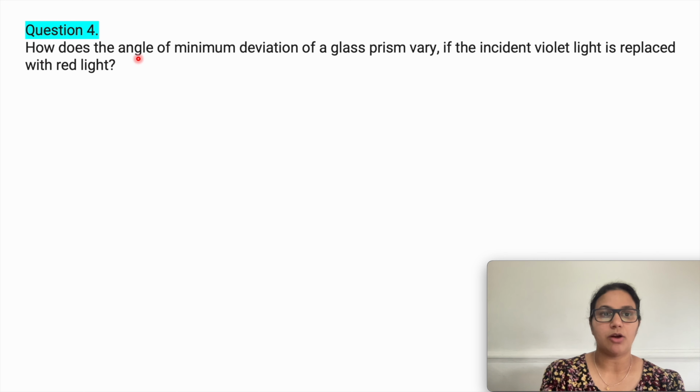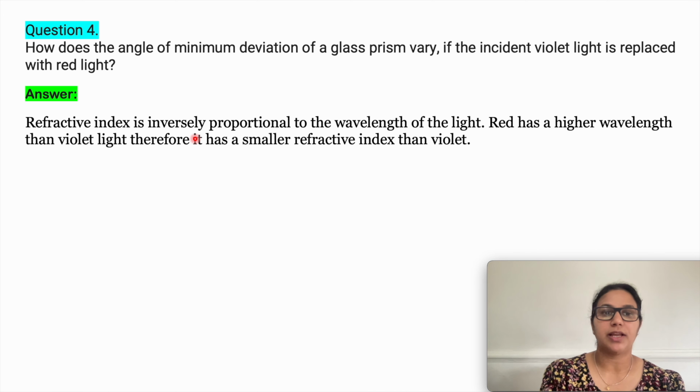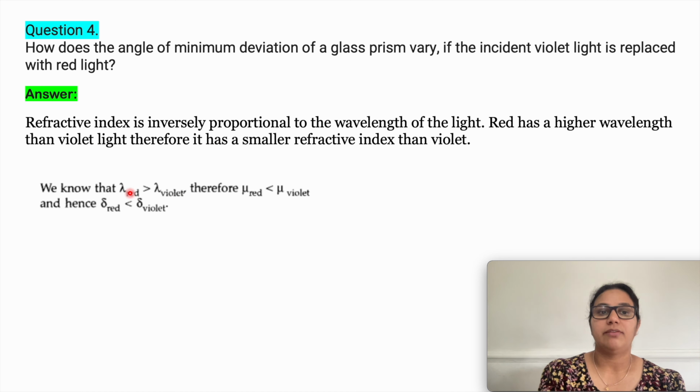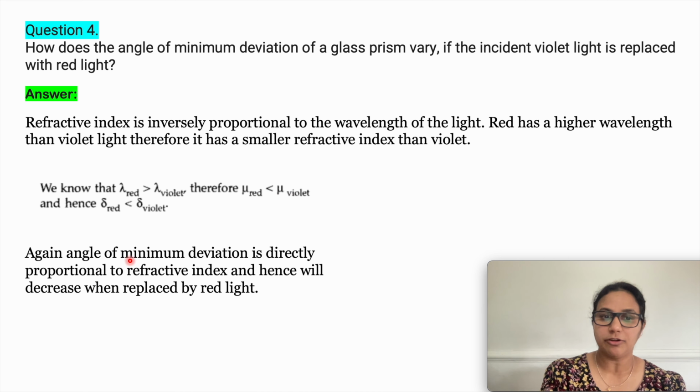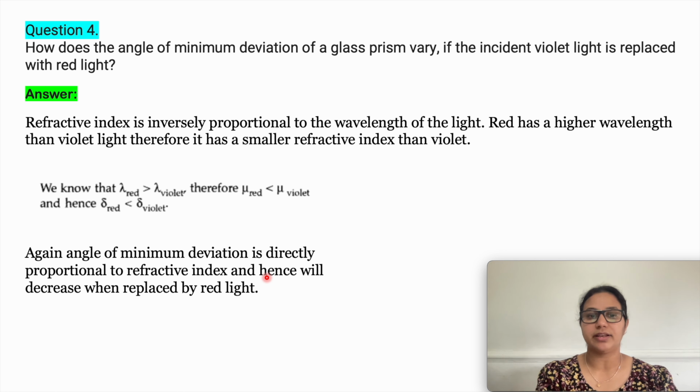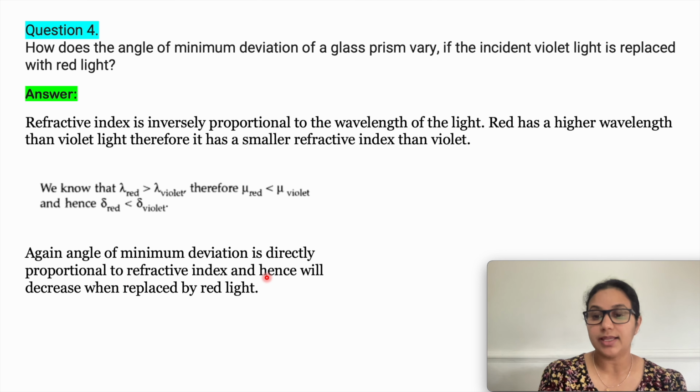Next question. How does the angle of minimum deviation of a glass prism vary if the incident violet light is replaced with red light? As we know, refractive index is inversely related to the wavelength of the light. The wavelength of red light is greater than that of violet. Therefore, the refractive index of red is less than that of violet. The angle of minimum deviation is directly related to the refractive index, hence it will decrease when replaced by red light.